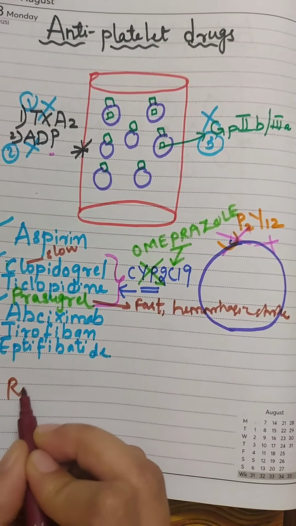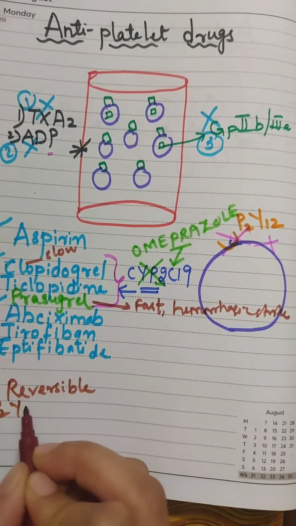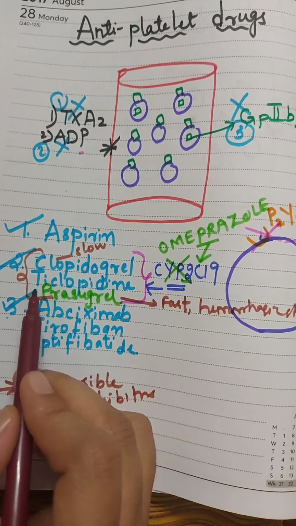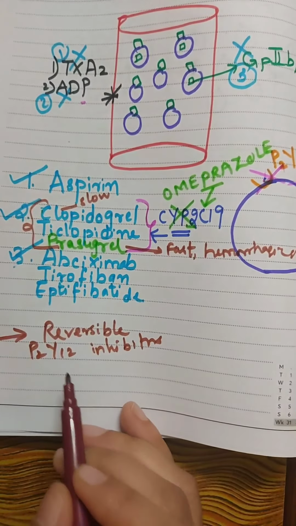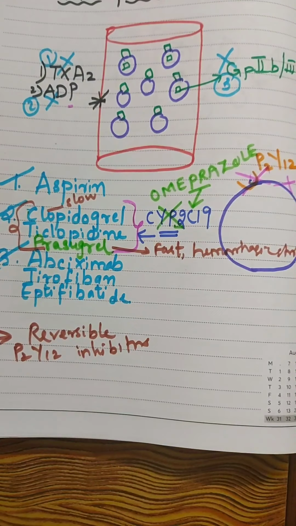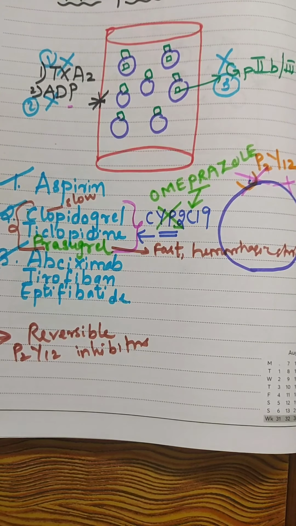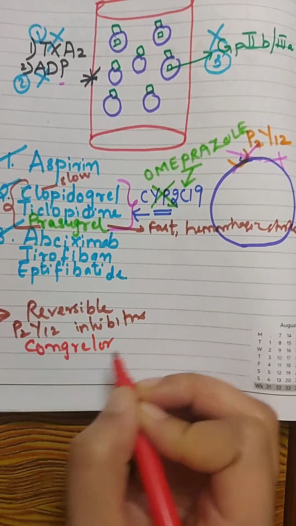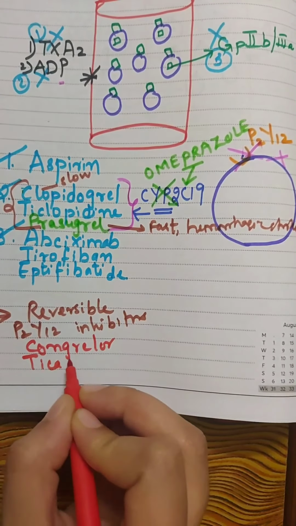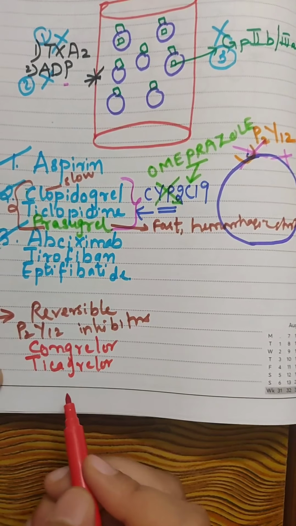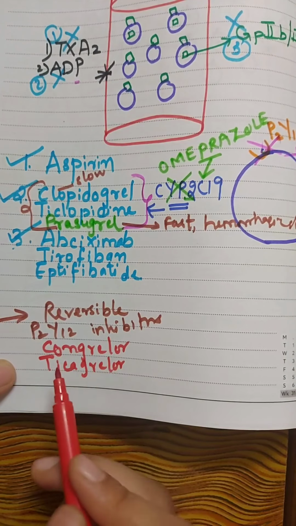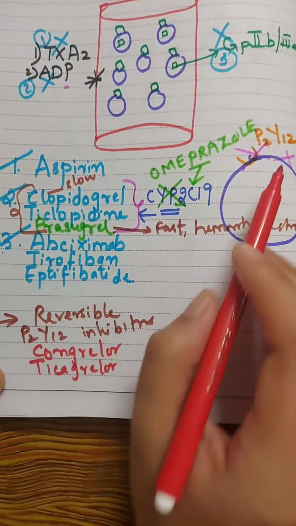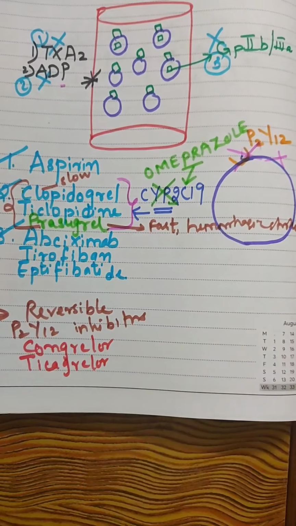Okay, so we have reversible P2Y12 inhibitors. These three drugs, clopidogrel, ticlopidine, and prasugrel, were irreversible P2Y12 inhibitors. So we have developed another form of drug. These are reversible P2Y12 inhibitors, and we have two examples for this: cangrelor and ticagrelor. So these two drugs are reversible P2Y12 inhibitors. If we are consuming these two drugs, we are inhibiting the P2Y12 receptor, and once we have stopped taking these drugs, there won't be any blockage of this receptor. Okay, so the action will be stopped immediately.